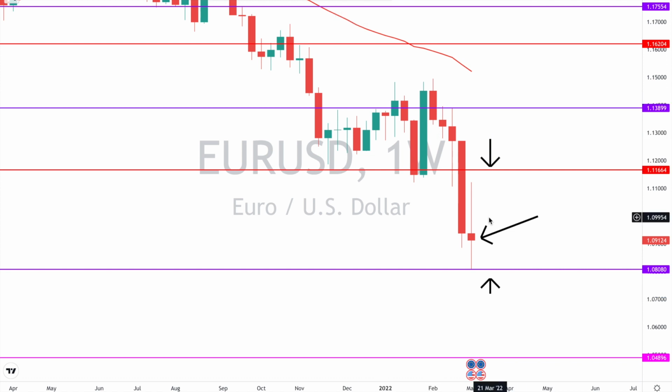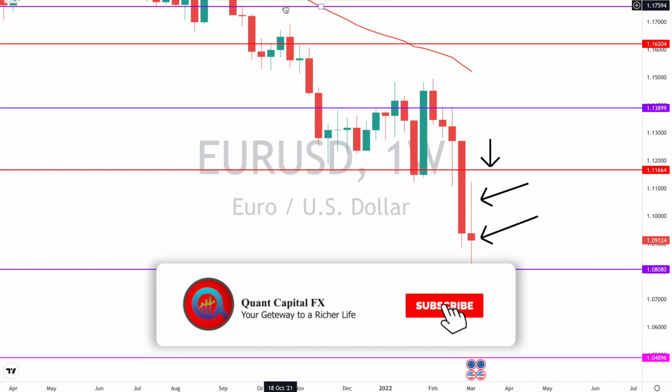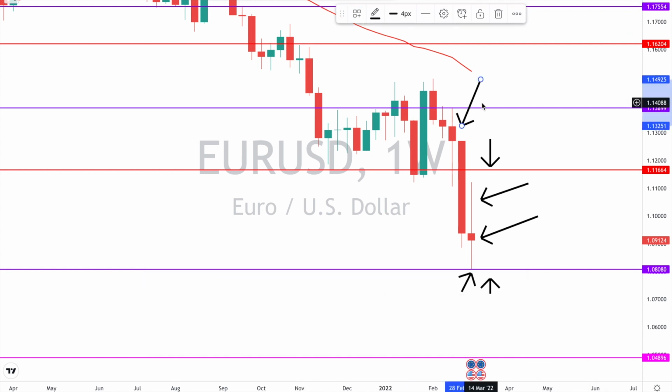Also, it is important to note that the price rejected the weekly effective support right here along the bottom, showing us an initial reaction to this level right here, after which price tried to push higher but failed, as can be evidenced by this enormous wick which is sticking out along the top right here. We also have multiple red candles in a row right here, telling us about a strong bearish bias and strong bearish momentum at the moment.